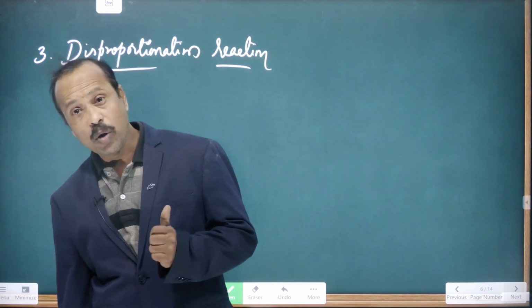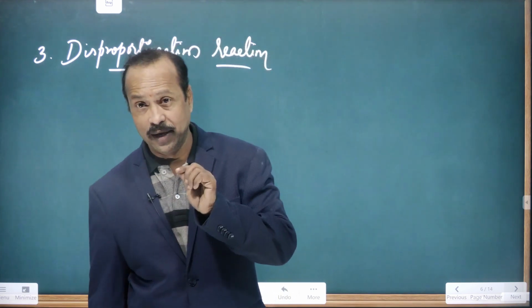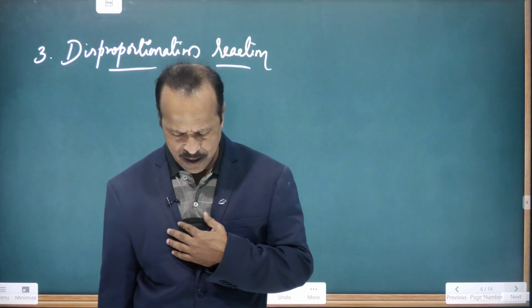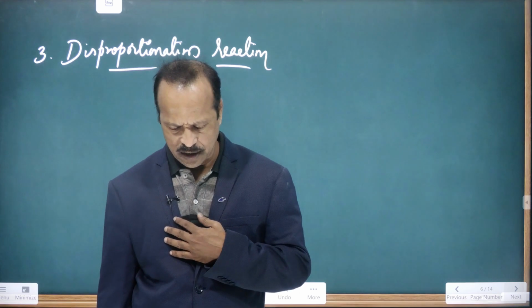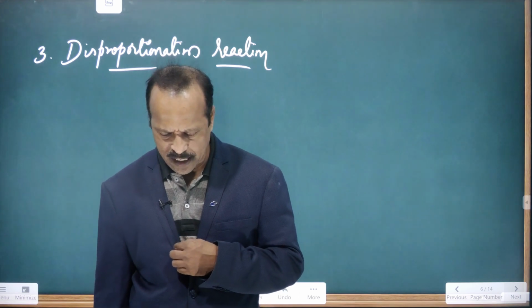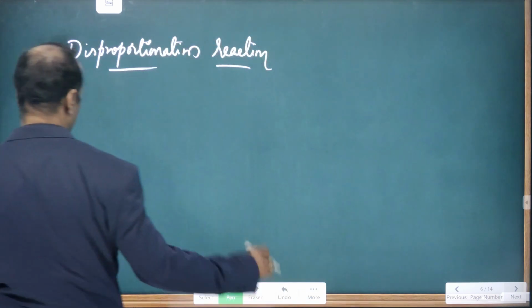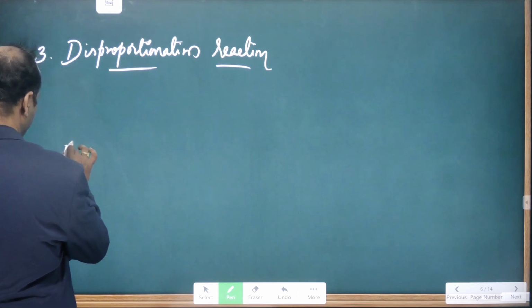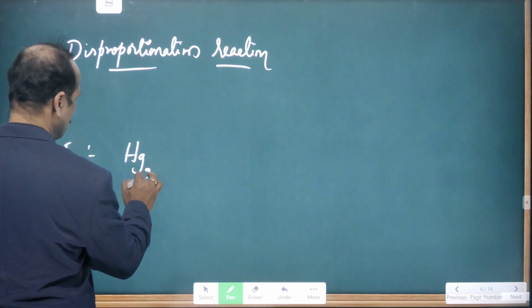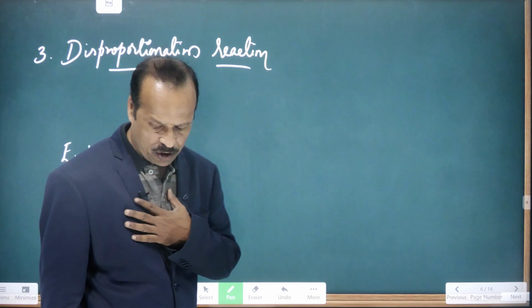Right? But here what happens? One element only undergoes both oxidation and reduction. An example is given: mercury chloride decomposes into mercury and mercury chloride. So see here now, example, mercury chloride, Hg2Cl2. What is the formula? Hg2Cl2, this is mercury chloride.